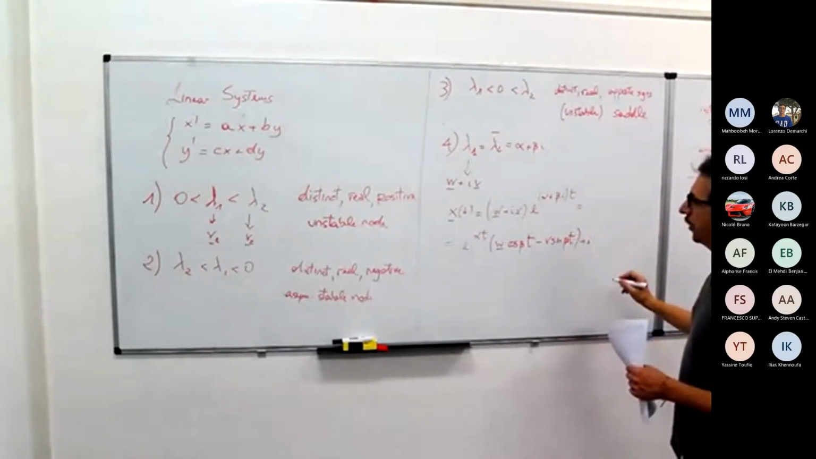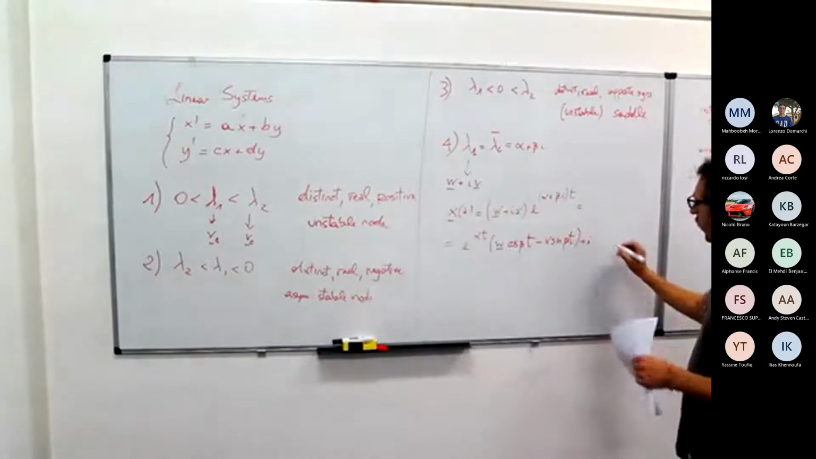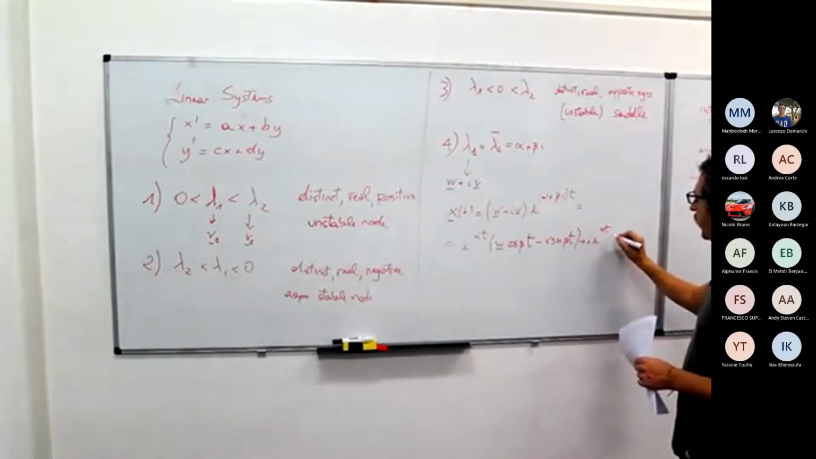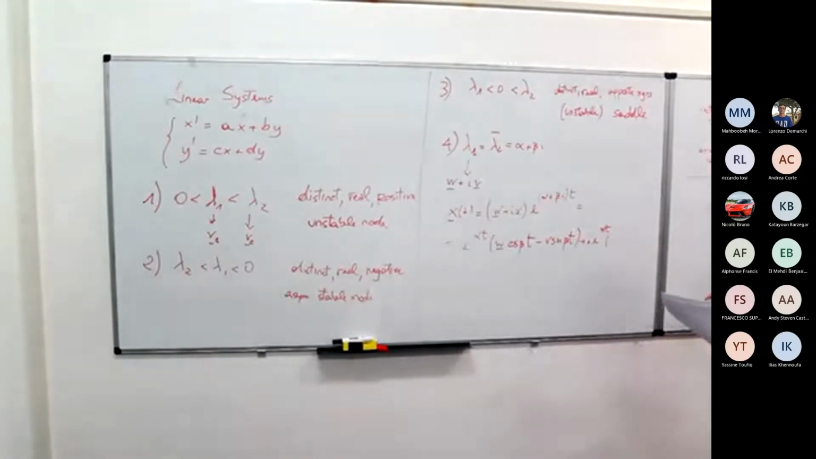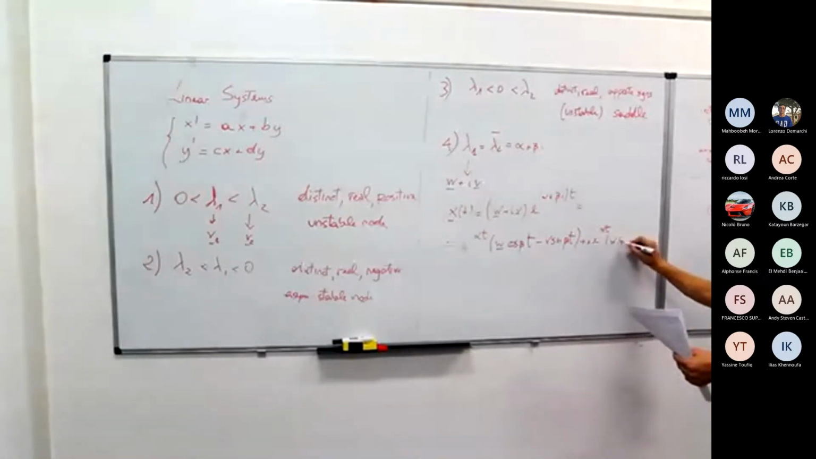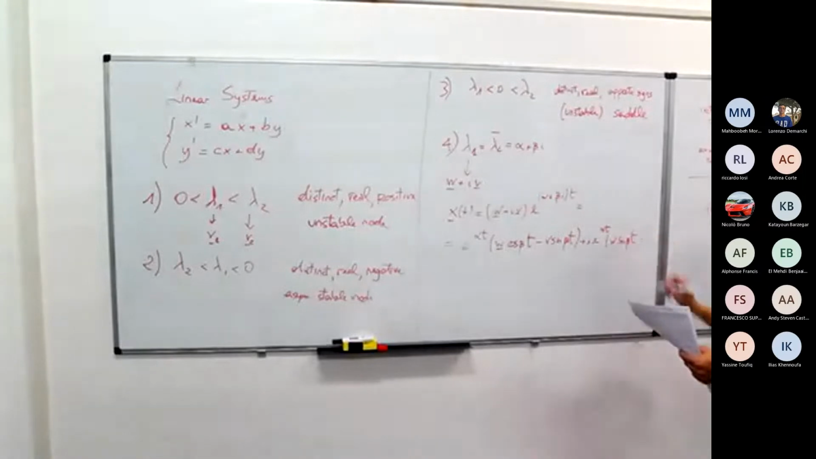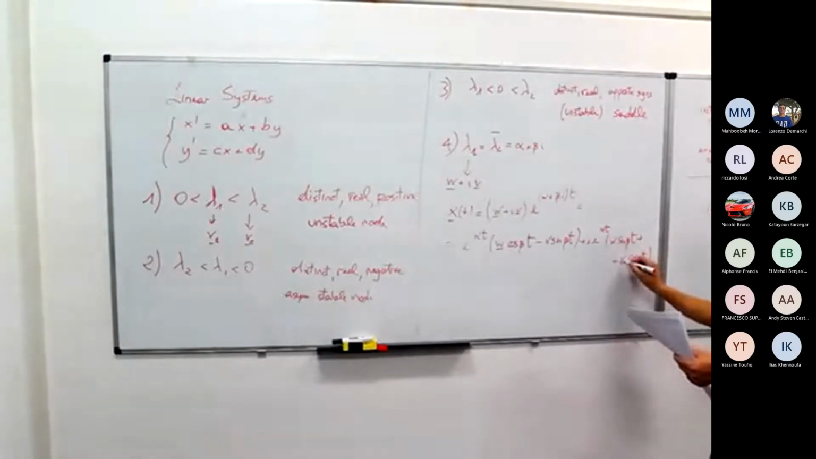plus i e to the alpha t that multiplies W sine beta t plus V cosine beta t.